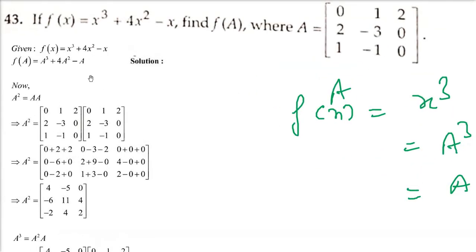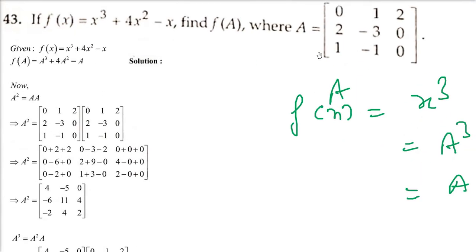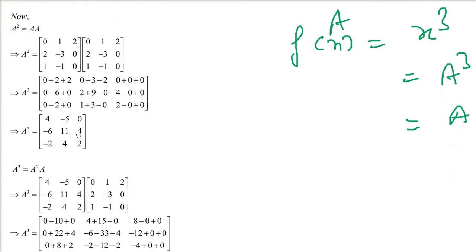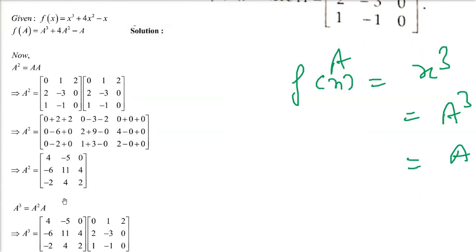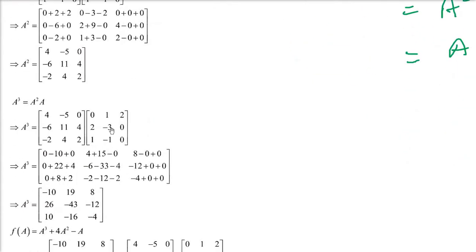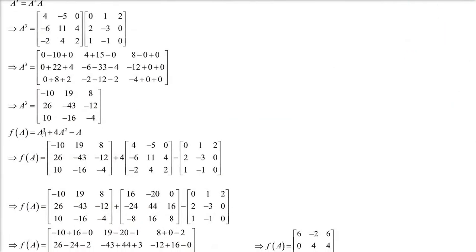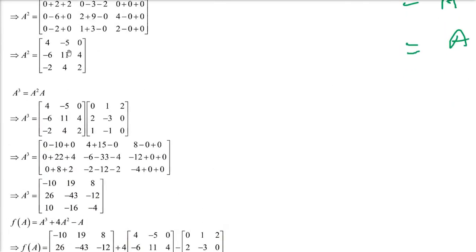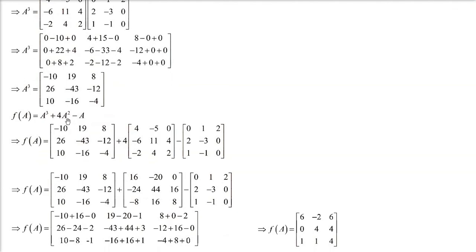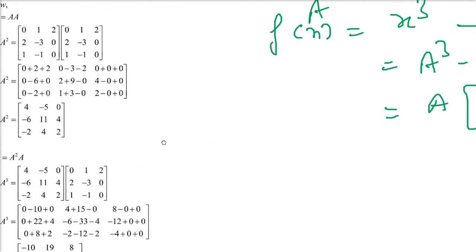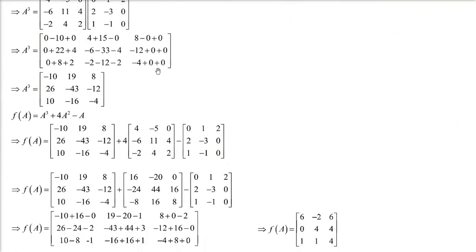See, A is there, A square. This value will come. Then you multiply this again with the same matrix. A cube will come. A square and A cube we have got. So A cube you write directly, but multiply A square by 4. That is the value of A square times 4. And then subtract it with the A. This value will come.